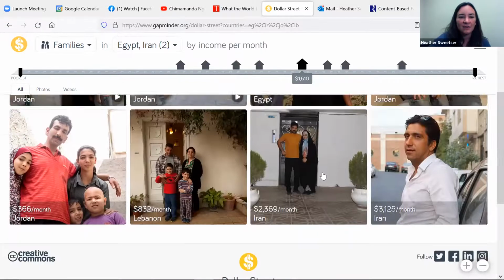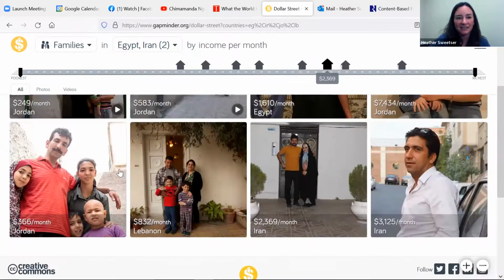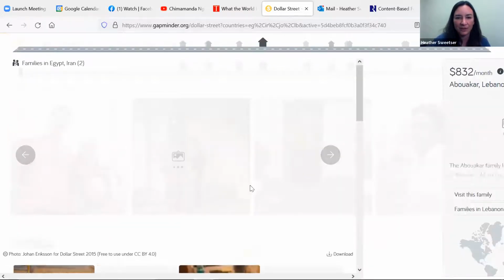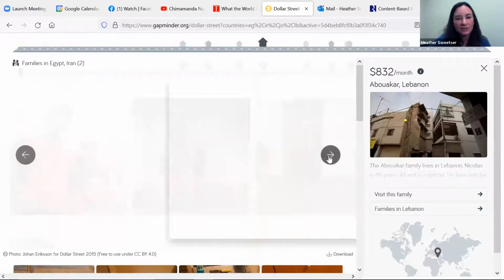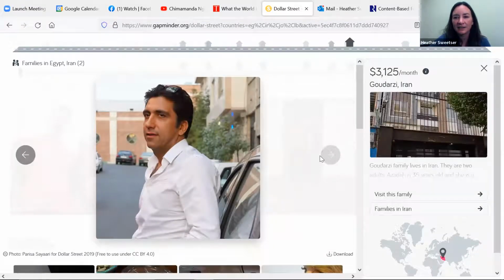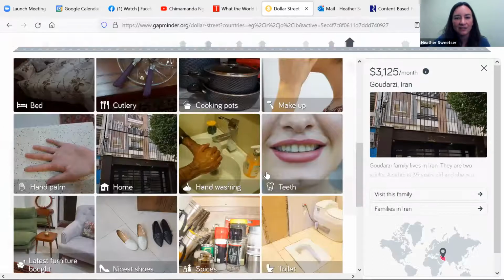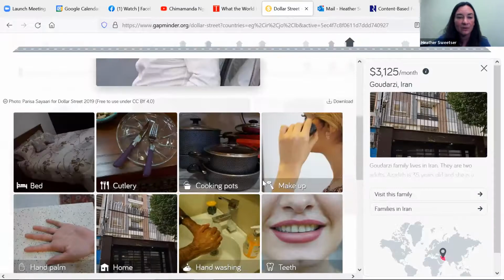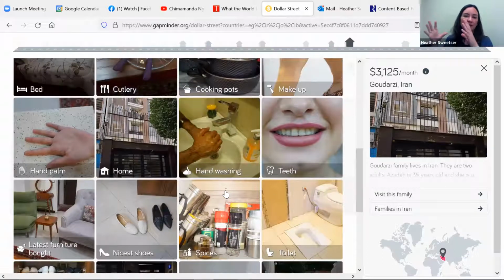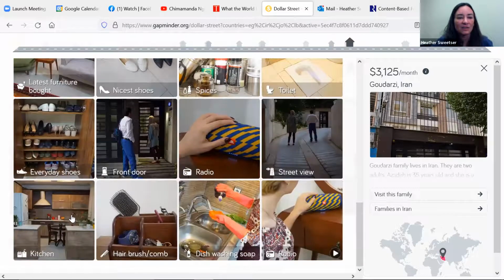And then if you click on any one of these families, you can see what people make. Let's say, $832 a month in Lebanon. You can go through pictures, and it's just like, what do the people look like? And there's also information here. You can scroll down and it looks at their teeth, their makeup, which a lot of people are really interested in. So it's not just about the housing plans anymore, but really the specifics of what their shoes and spices look like, the street view, the kitchen.